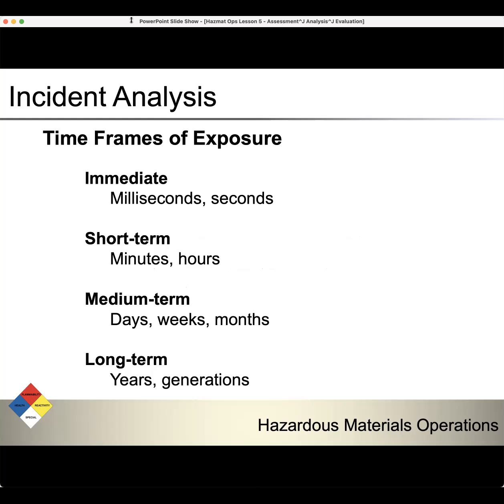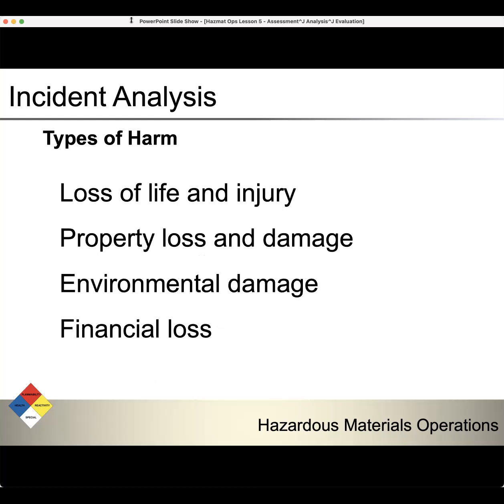There are time frames of exposure. There's immediate, which is milliseconds or seconds. There's short term, which is minutes or hours. There's medium term, which is days, weeks, and months, or long term, years and generations. So this is how long someone is exposed, or an environment or property is exposed, over time. And then harm occurs. So what's the possibility of harm? There's loss of life and injury, property loss and damage, environmental damage, and financial losses as well. In general, we talked about specific harms previously.